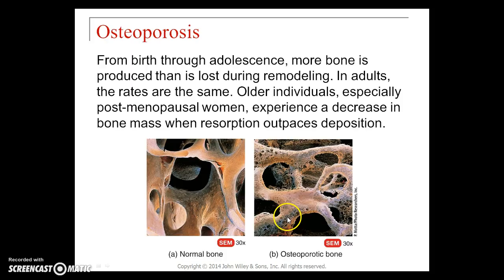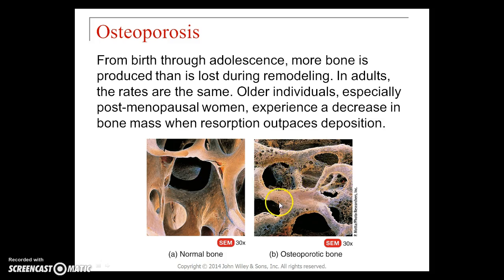But anyway, so osteoporosis, and you're probably familiar basically with osteoporosis. This is the next disorder or disease we'll talk about. So a decrease in bone mass, and here you can see normal bone, and here you can see osteoporotic bone, and so you can really see a distinct difference there.